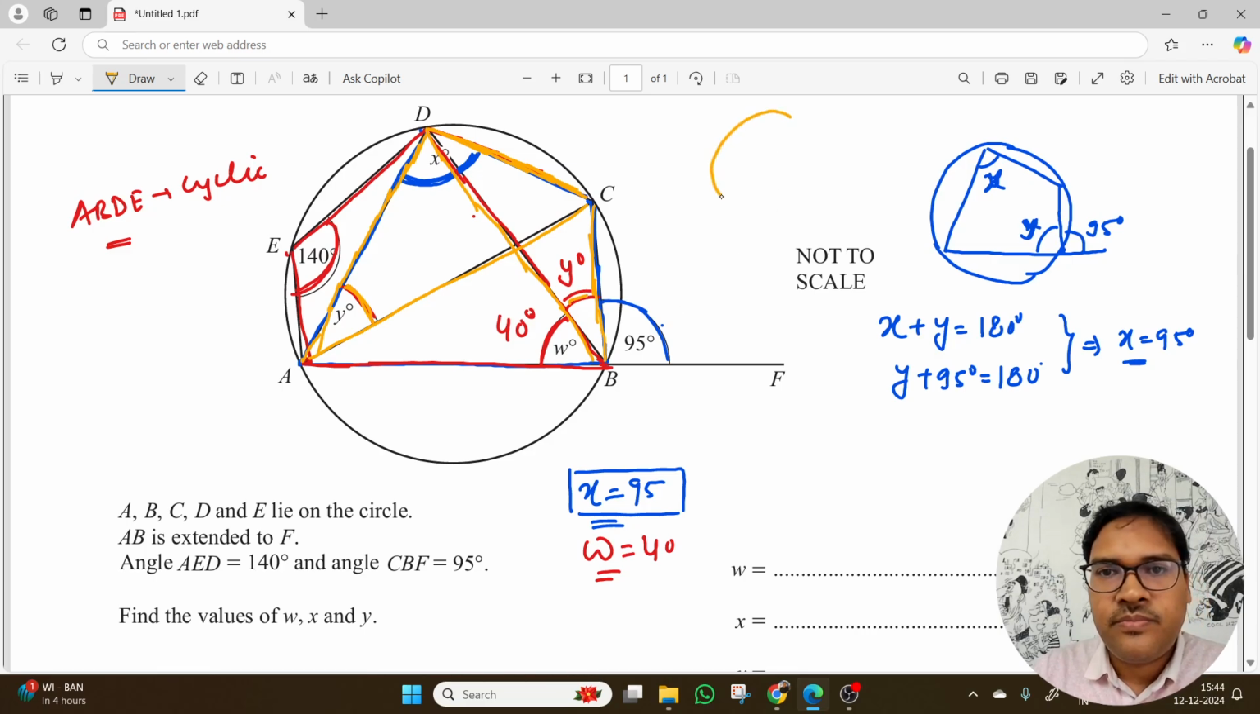It's like this. I'll show you here. This is CD, and this is one angle subtended, and this is another angle subtended, so this angle will be equal to this angle. I hope this is clear.